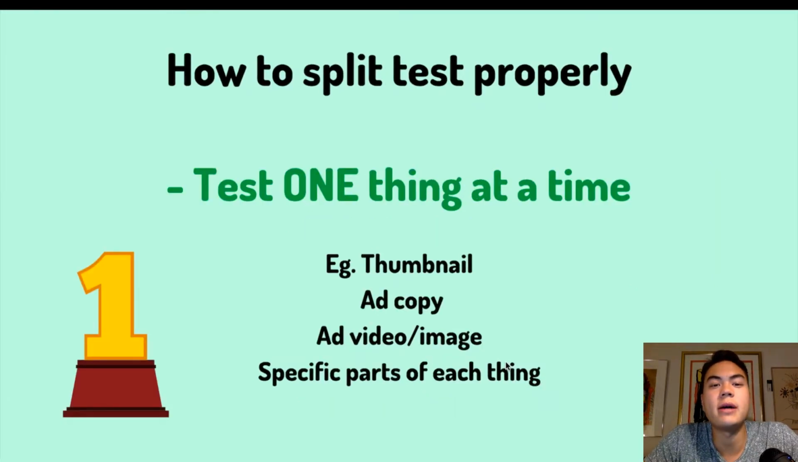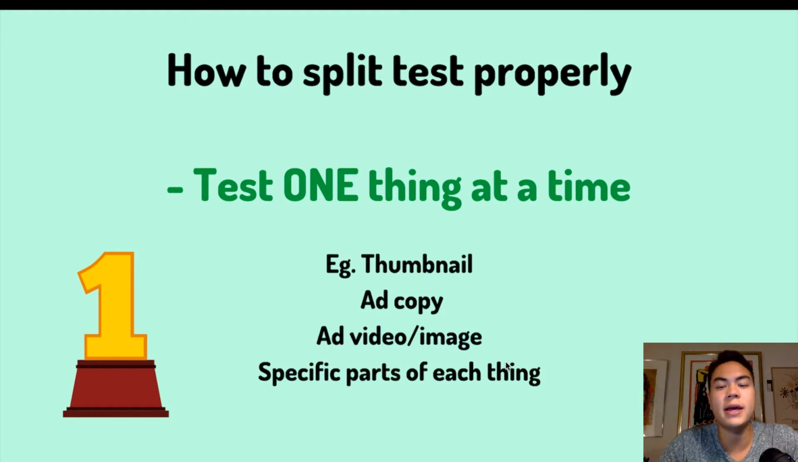Now I'm going to show you guys how to actually do this and how to split test properly. And the number one rule here is to only test one thing at a time when you're split testing. So you can either be testing the thumbnail, the ad copy, your ad video, or your ad image if you're using image ads. And then when you have found those kind of things that work, you can go in and test specific parts of each and every thing here.